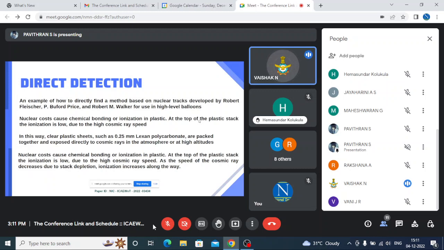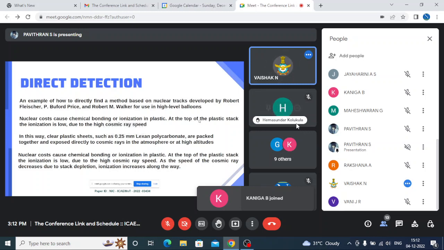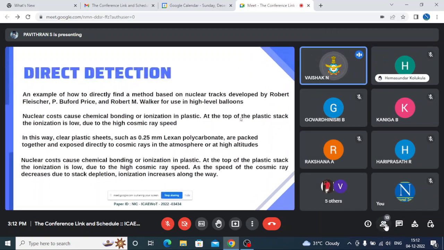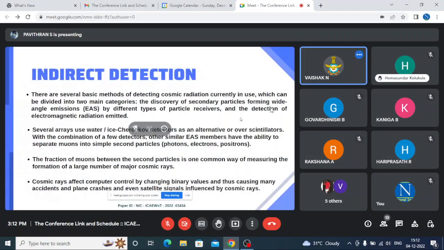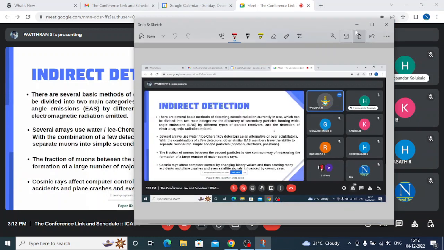Now, since cosmic rays are really fast-moving particles, at the top of the plastic stack the speed of the cosmic ray decreased. This resulted in the ionization of the plastic particles. Going a little deeper, caustic sodium hydroxide melts the plastic at a rapid rate along the ionized path. So this process produces a unique cone at the nucleus of each atom in the plastic, allowing identification of both the charge and the force.